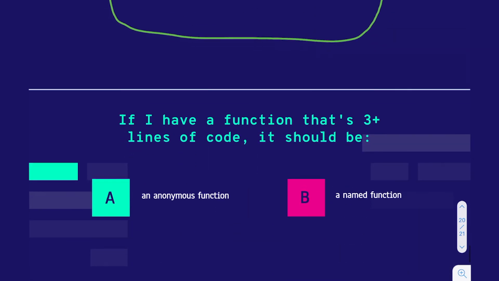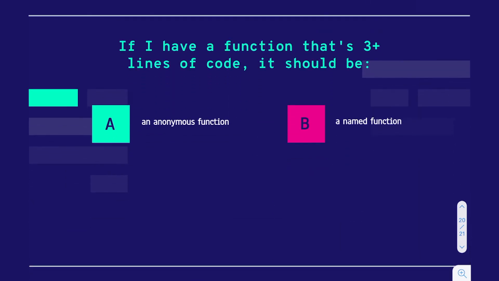All right, next question. If I have a function that's 3+ lines of code, it should be A, an anonymous function, or B, a named function. The correct answer is B. This can be your style choice, but in my opinion, and in the opinion of many others, once you have a function that's 3+ lines of code, it should no longer be anonymous. Anonymous functions are less intelligent functions. They're ones that you wouldn't anticipate having to call over and over again. They're kind of like one-offs.